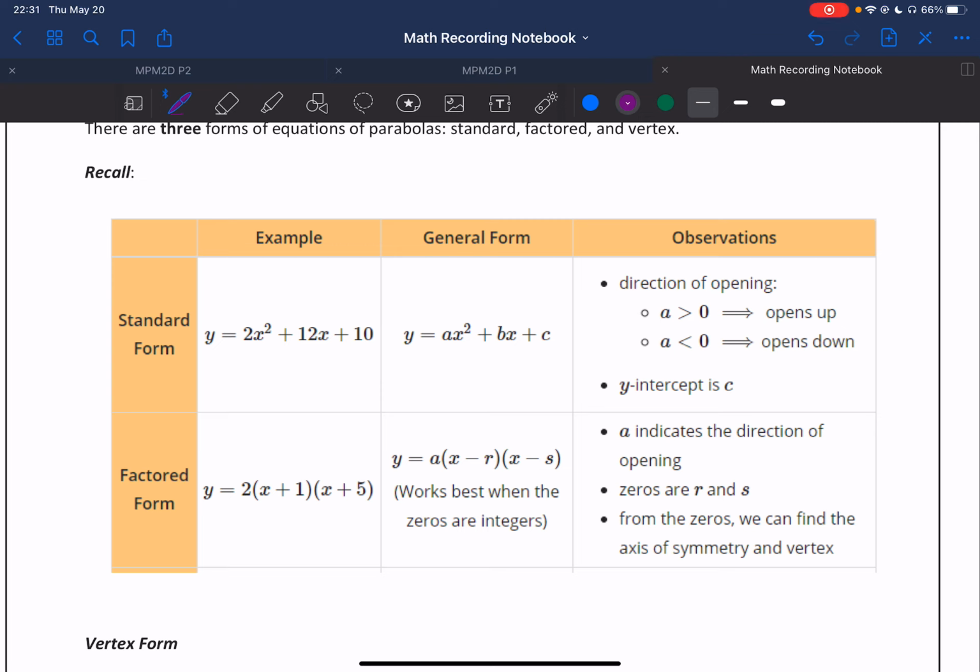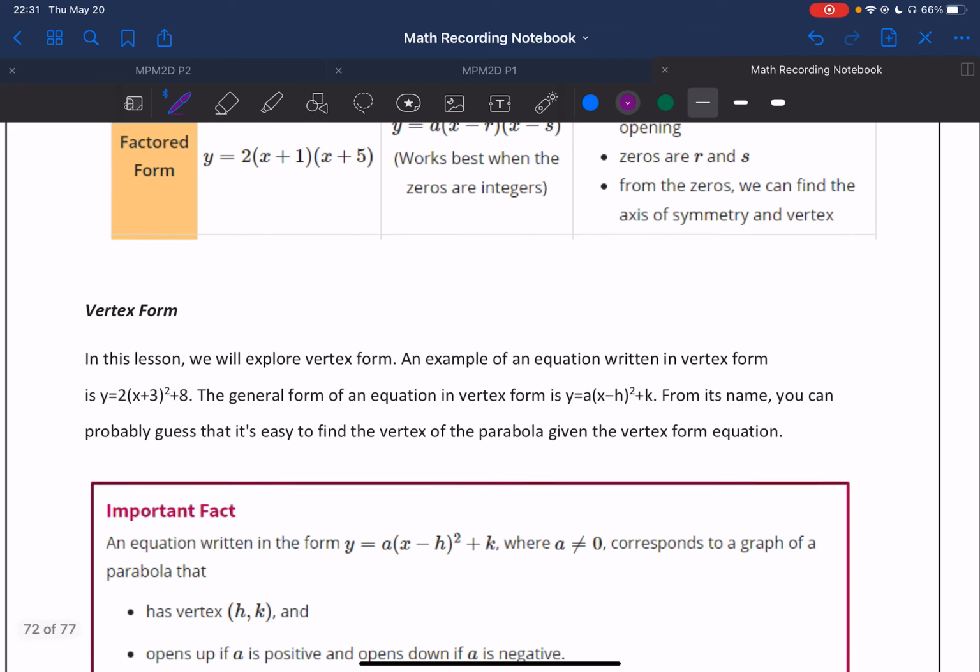The other form we have is the factored form, which is y equals a(x minus r)(x minus s). So the a once again indicates the direction of opening. And the r and the s are our zeros, where the parabola goes through the x-axis to give us our x-intercepts. And from our zeros, we can find the axis of symmetry and our vertex.